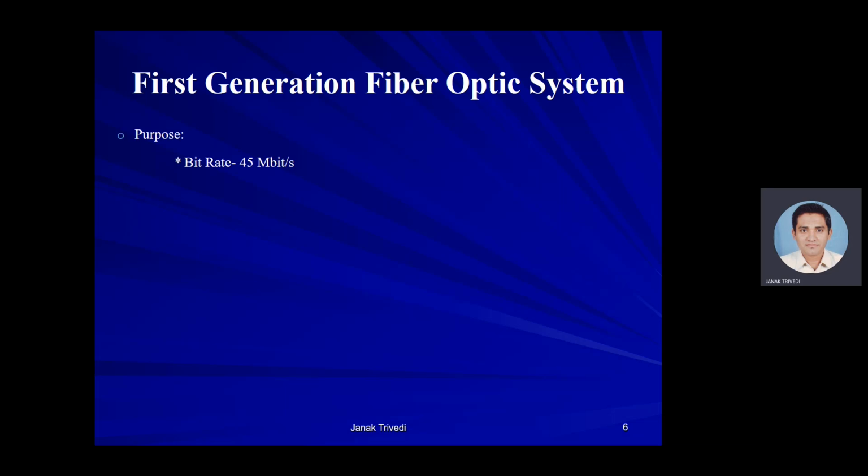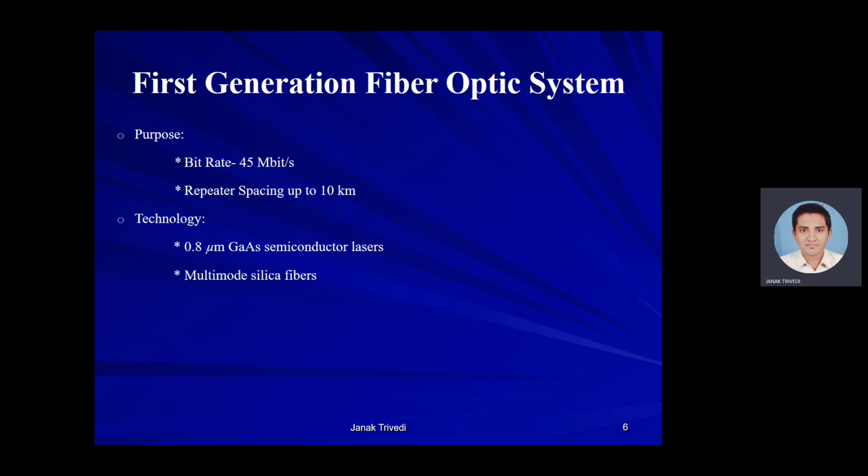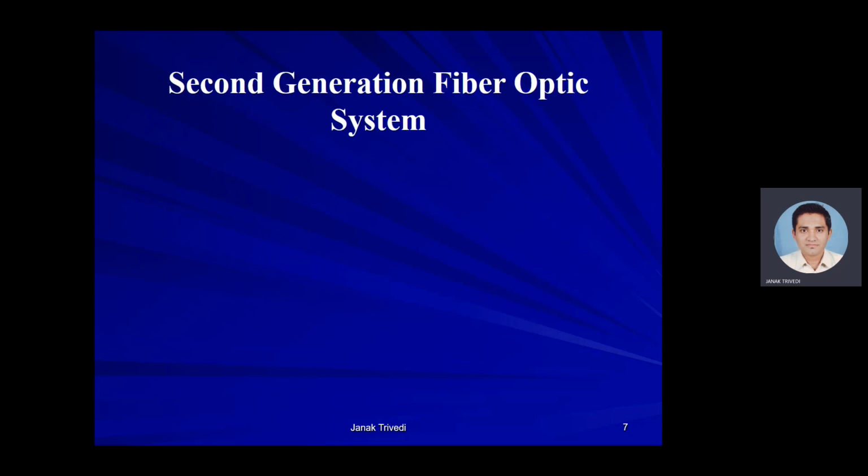The first generation fiber optic system operated at a bit rate of 45 megabits per second with repeater spacing up to 10 kilometers. It used 0.8 micrometer gallium arsenide semiconductor lasers and multimode silica fiber. Its limitations were fiber attenuation and intermodal dispersion. It was deployed since around 1974.